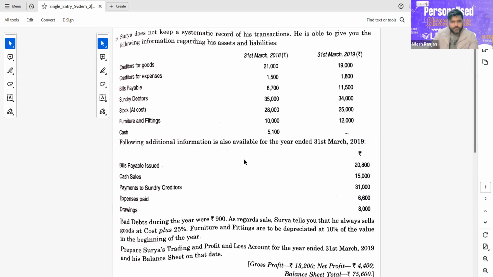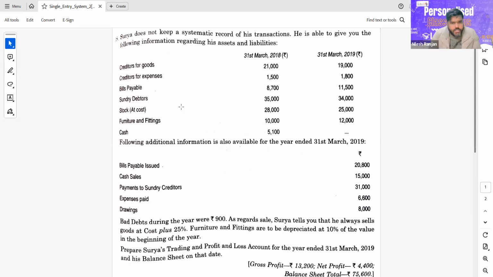Surya does not keep a systematic record of his transactions. He is able to give you the following information regarding his assets and liabilities. Creditors for goods, 31st March 2018, 21,000. 31st March 2019, 19,000. Creditors for expenses, 2018, 1,500. 2019, 1,800. Bills payable, 8,700. 2019, 11,500. Sundry debtors, 2018, 35,000.